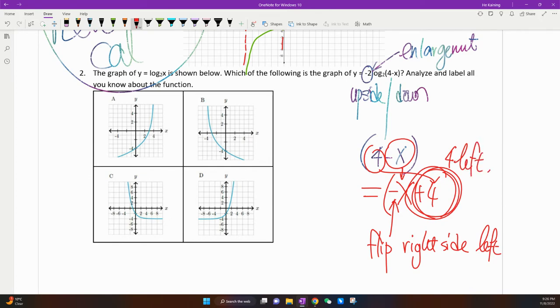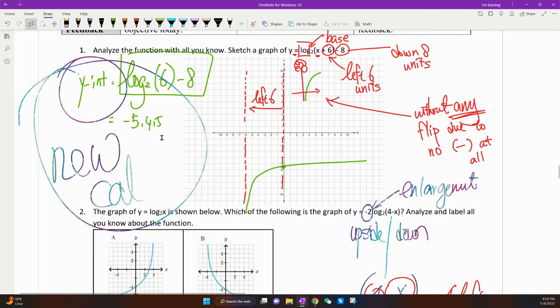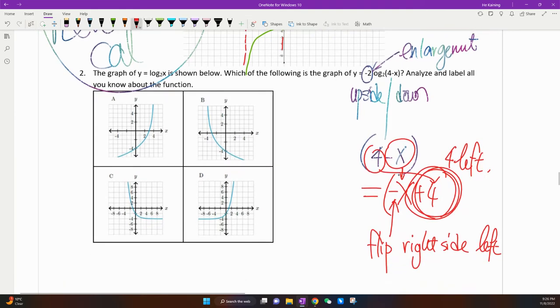Now, one more thing. Remember, I have shifting. That means I need to use a new calculation for the y-intercept. New y-intercept. So I'm going to label right here. I'm going to find my new y-intercept. After I plug in 0, I'm going to have -2 log base 2 of 4 minus 0, which is a 4. Now, by hand calculation, you know that 2 to what power is 4? Oh, it's just 2. So -2 times 2, you have a -4. So the y-intercept is -4.